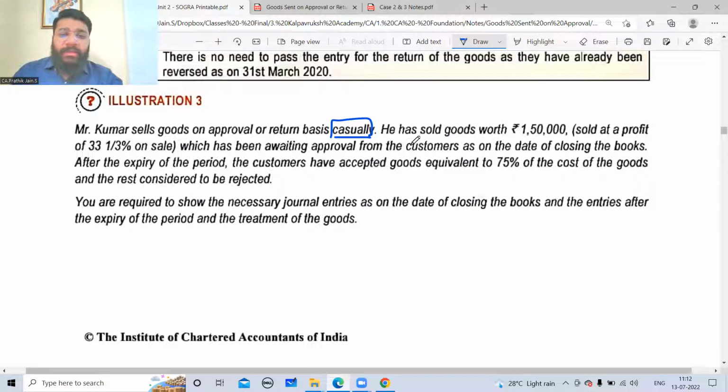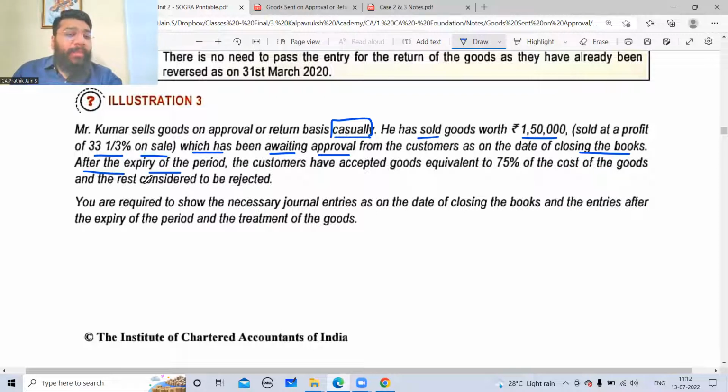Point to be noted. He has sold goods worth 1,50,000 rupees, which is sold at a profit of 33.33% on sale. So profit on sale is given, and the goods have been awaiting approval from the customer on the date of closing the books.